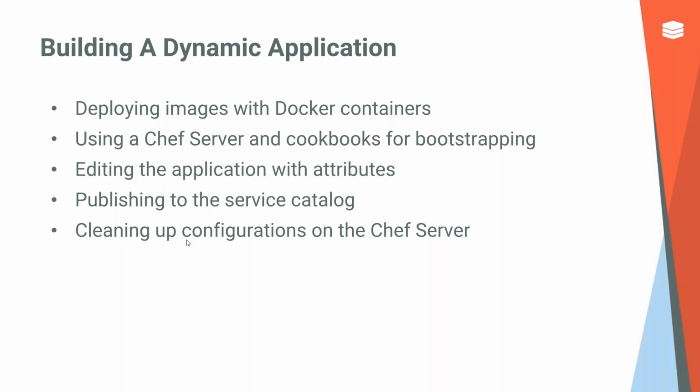And when we're done designing the application and deploying it and seeing that it works, we'll publish the whole thing as a service catalog item, which will mean that future users, or users who value ease of use over the flexibility to edit everything, will be able to provision it with one-click provisioning. Finally, we'll also see how we can clean up the configurations on the Chef server, or rather how those get cleaned up automatically. And everything that we're going through, we'll do in one of those environments that you saw earlier.